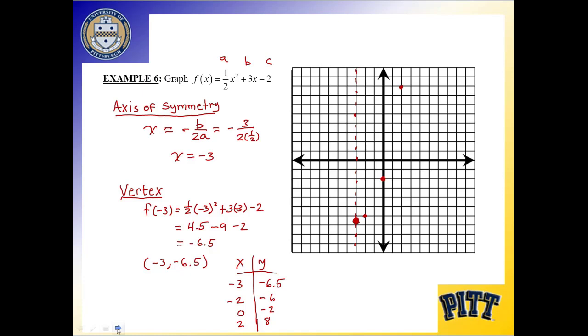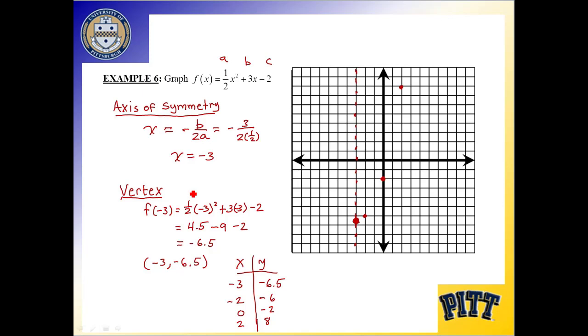No particular reason why. I picked a lot of even ones because the even ones should work well with the 1 half I have for the a value, keeping my answers mostly integers. If I put each one of those numbers into that function f of x, those are the y values I would get. You see I plotted them on the graph already.